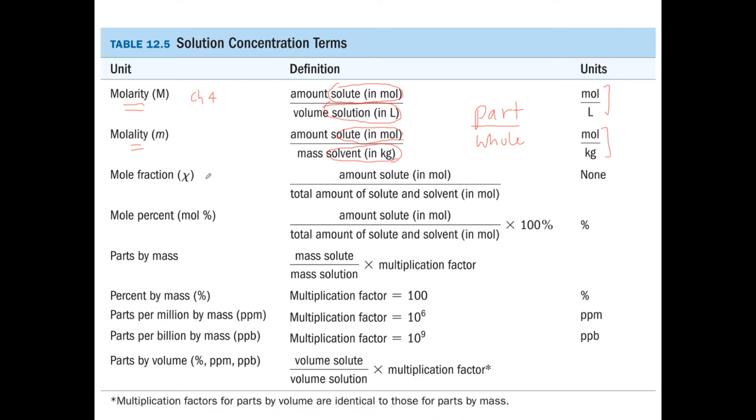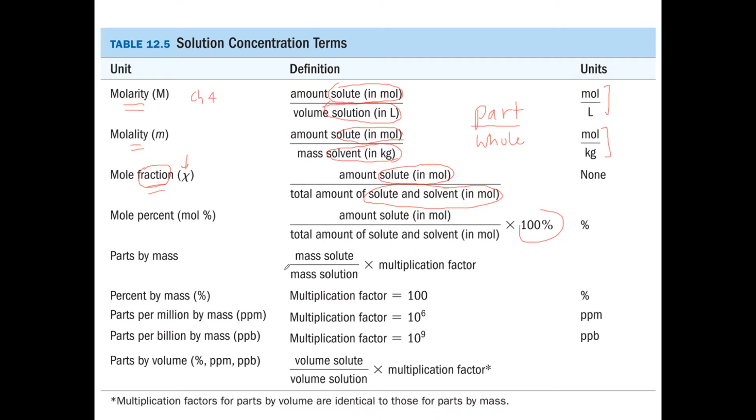Mole fraction, this totally makes sense. Mole fraction is going to be signified by the Greek letter chi. That's a lowercase x in the Greek alphabet. This is going to be the moles of solute for the moles of everything. And that's what fraction means, right? That's what fraction means. This is good. This will make some sense. Mole percent is the same thing as mole fraction, except it's converted into a percent.